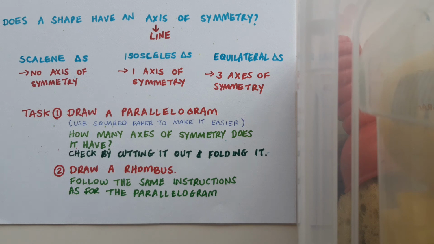Here's a couple of tasks for you to do. Draw a parallelogram and use squared paper to make it easier for yourself, and decide how many axes of symmetry it has. You can draw those in and then check if you're right by cutting it out and folding it along those axes and see if it'll fold over on itself. The second task is follow the same instructions for a rhombus. What's a rhombus? If you're not sure, look it up first of all and be careful with its construction.